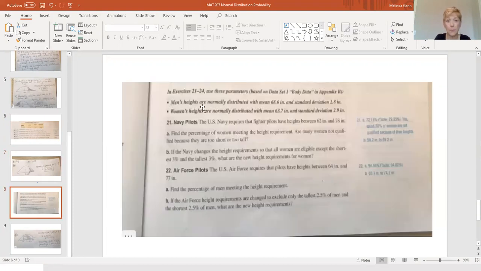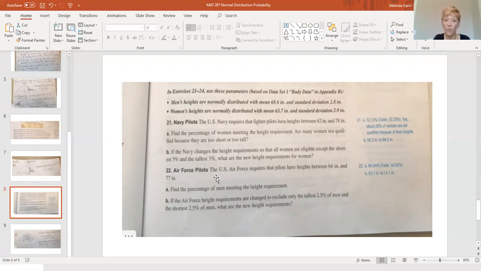Okay, look at another one. This time we're talking about men's and women's heights being normally distributed, and we're going to work number 22. It says the U.S. Air Force requires that pilots have heights between 64 and 77 inches. So this time on A, it doesn't say find the probability, it says find the percentage. But you do it the same way with one extra step. We're going to find the probability, and then to change from the probability to the percentage, we're going to multiply by 100 at the end.